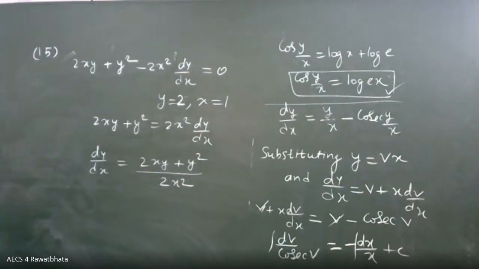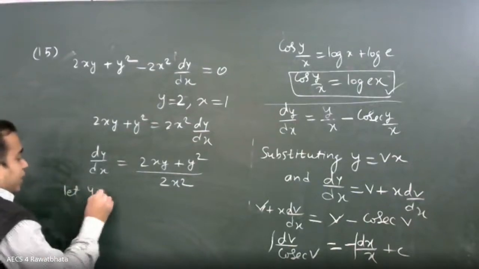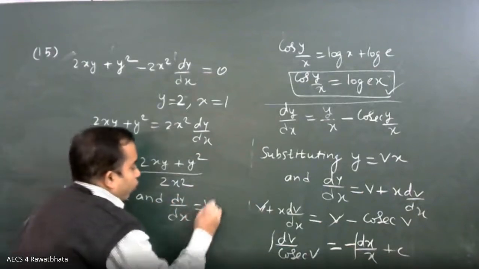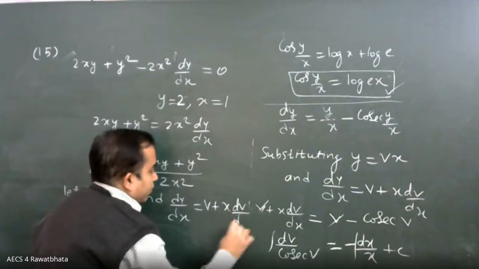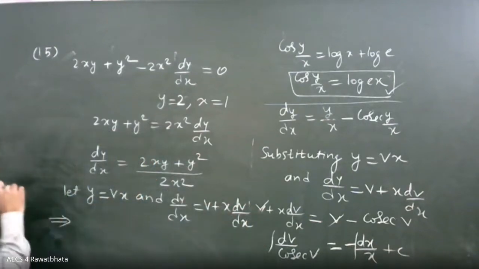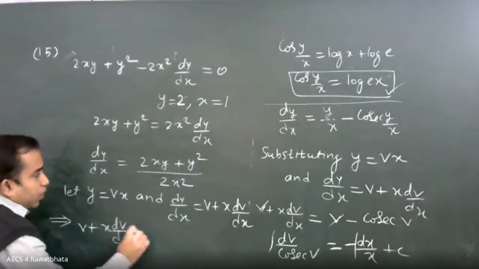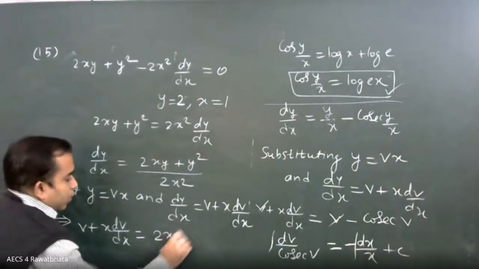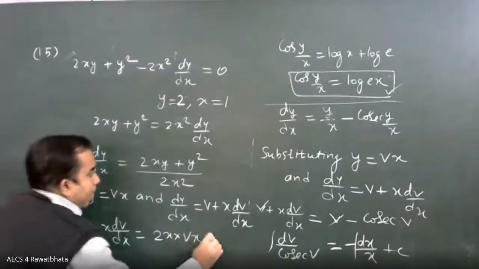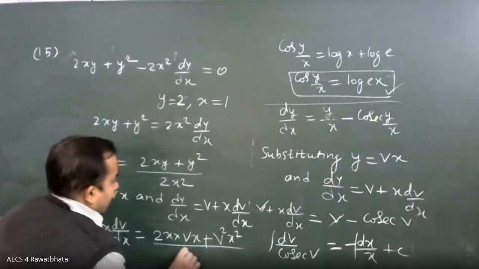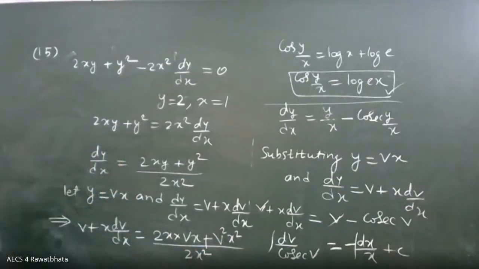So let us now solve it by putting y equal to vx. Let y equal to vx and dy upon dx equal to v plus x dv upon dx. This will become now v plus x dv upon dx equal to 2x into vx plus v square x square upon 2x square. Let us solve it.